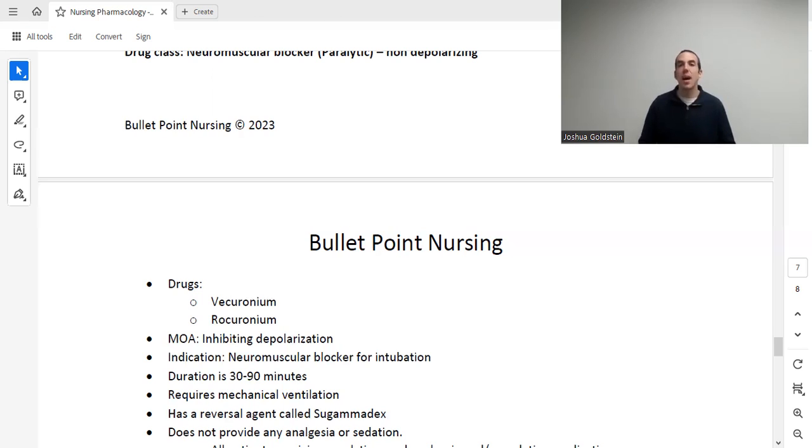It is labeled in every vial as a high-risk medication. Be really careful what you do with this. The medication, depending which one we're talking about, vecuronium lasts a little bit longer, closer to 60 to 90 minutes. Rocuronium is a little less, maybe 30 to an hour, but each medication has a different duration. You absolutely must know the duration of these medications, because as long as the patient is on this medication, they need to also be getting treated for pain and or sedation.